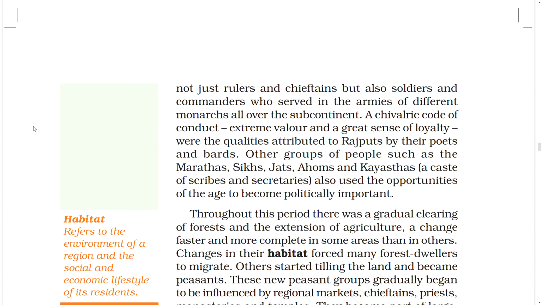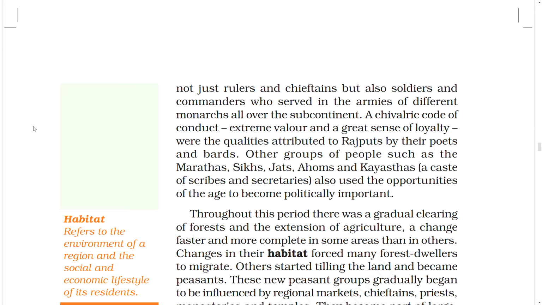Not just rulers and chieftains, but also soldiers and commanders who served in the armies of different monarchs all over the subcontinent. A record of conduct, extreme valor, and a great sense of loyalty were the qualities attributed to Rajputs by their poets and bards.